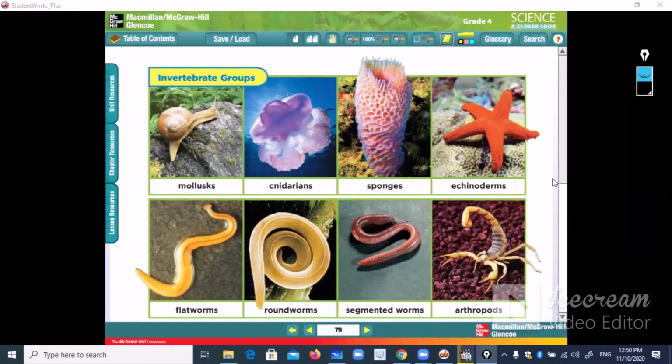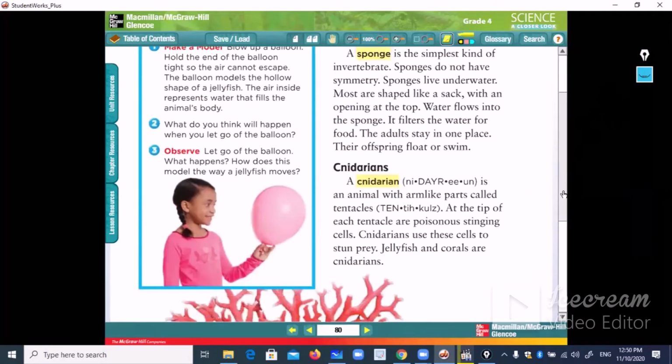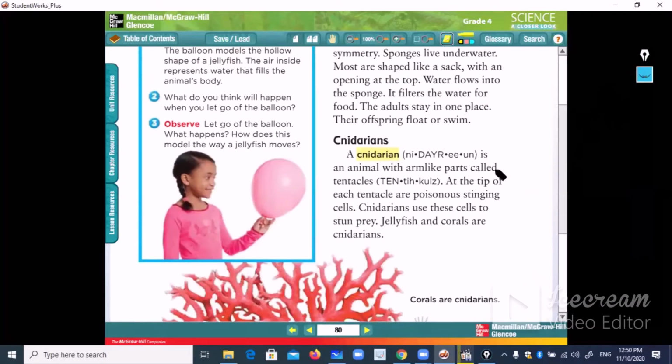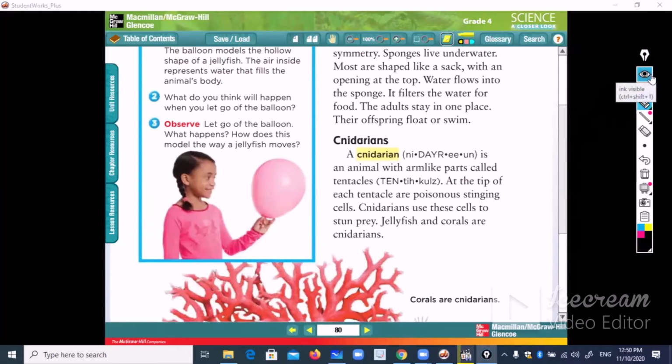Yes, I can. Cnidarians. A Cnidarian is an animal which has arm-like parts called tentacles.